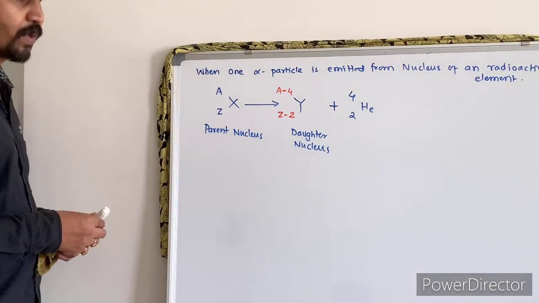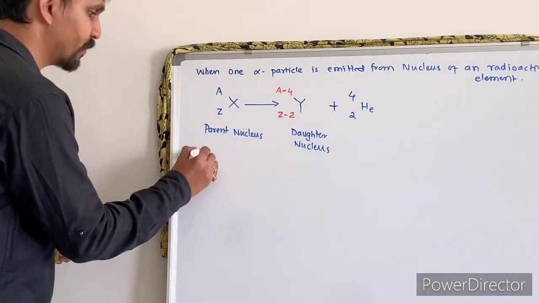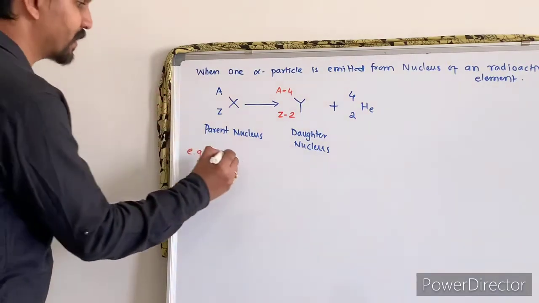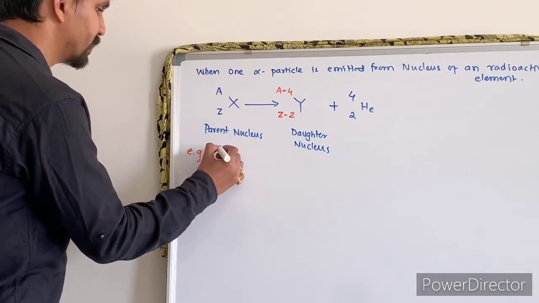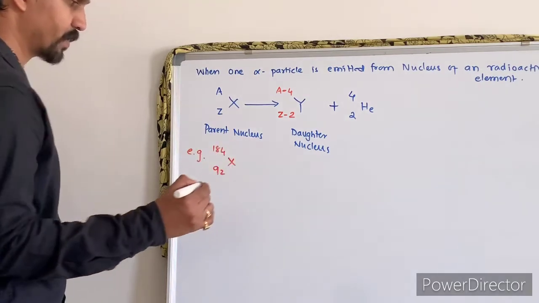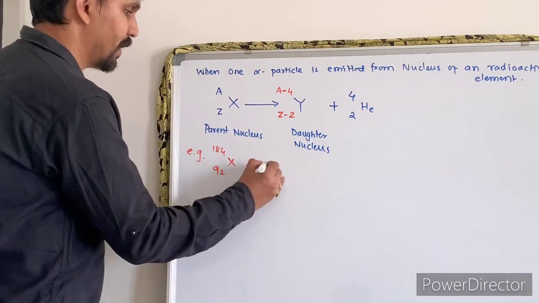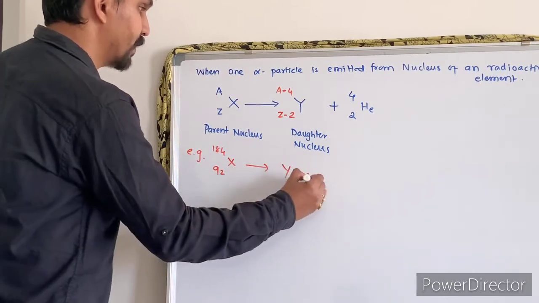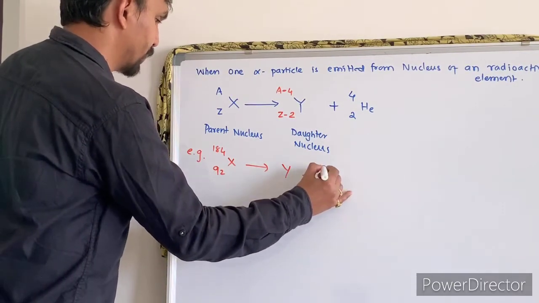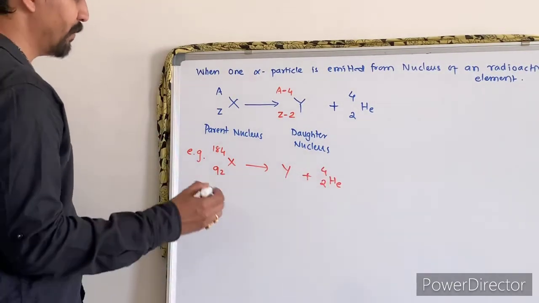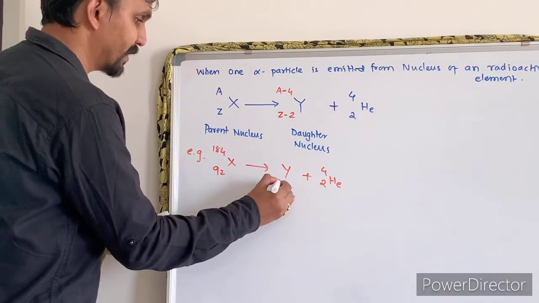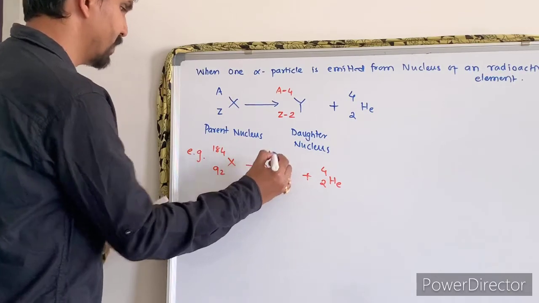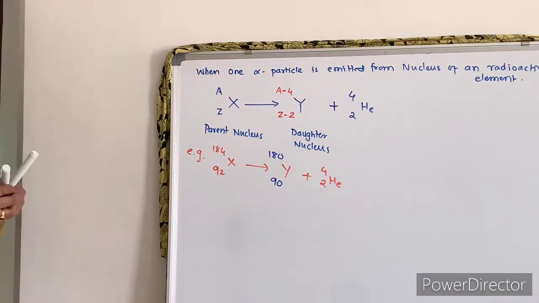Now for example, suppose I take X, the atomic number is say 92 and say this is 184, right? This is X element. I am getting over here Y plus alpha, with the 2He4, this is your alpha. The new element formed will have an atomic number equal to 90 and mass number 180, and this is about one alpha particle emitted.